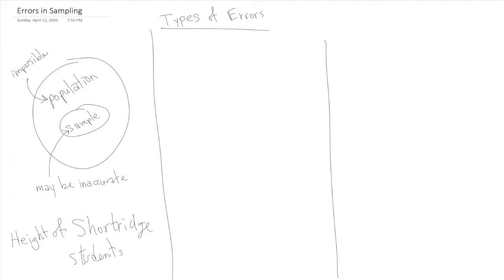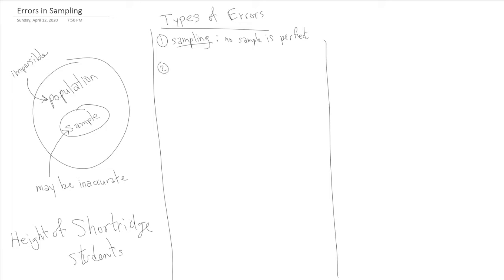Okay. So there's 4 types of errors that could occur. We're going to use the same example of height of Shortridge students for all of them and see what these different errors mean and how you can avoid them. The first type is just called sampling, like the word sample, sampling error. And this one you can't actually avoid. It's just because no sample is perfect. Even if you made no mistakes, if you don't survey everybody, you might not be totally accurate. We accept that. That's okay. The other 3, though, we're going to try to avoid.